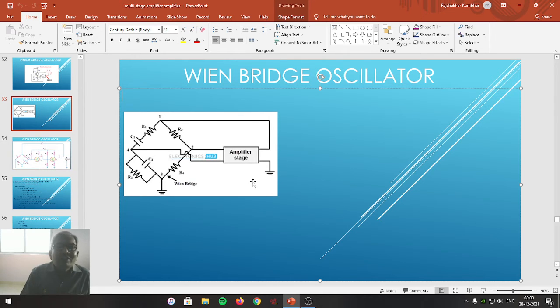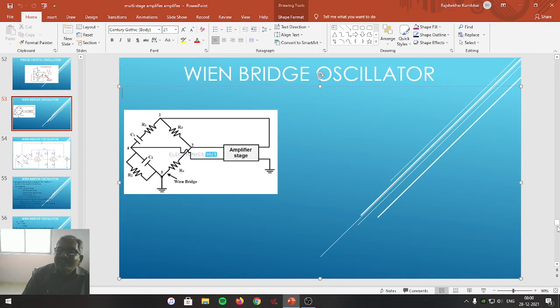The same Wien bridge oscillator is represented in an extended manner. As I told you, this amplifier is a two-stage common emitter amplifier circuit. One stage produces 180 degree phase shift. When the same stage is connected to the output of the first stage, it also produces 180 degree phase shift. Net phase shift is either 360 degree or 0 degree, but the bridge doesn't introduce any kind of phase shift. Such an extended Wien bridge oscillator is represented in the next slide.